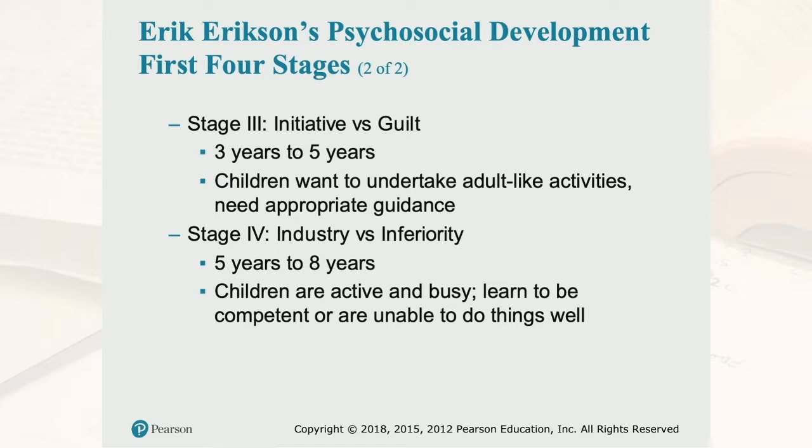And then industry versus inferiority is the fourth stage, 5 to 8 years of age, and children are active and busy and learning to be competent, and want to do things well, want to be successful, but are learning that you can't always win. Sometimes things don't go the way you want them to go, and they feel that inferiority type of feelings.